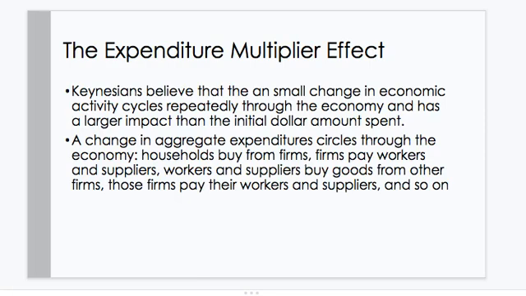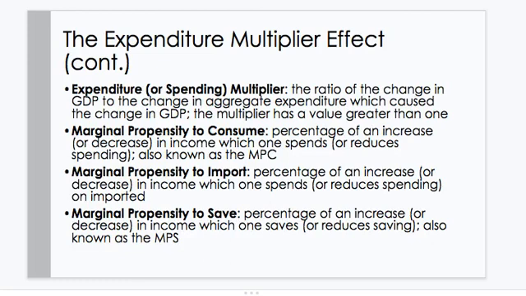The expenditure multiplier effect. Keynesians believe that any small change in economic activity cycles repeatedly through the economy and has a larger impact than the initial dollar amount spent. A change in aggregate expenditure circles through the economy. Households buy from firms, firms pay workers and suppliers, workers and suppliers buy goods from other firms, those firms pay their workers and suppliers, and so on. Continuing along, the expenditure or spending multiplier.